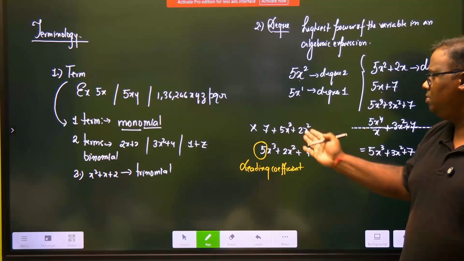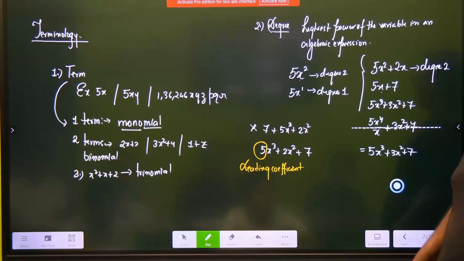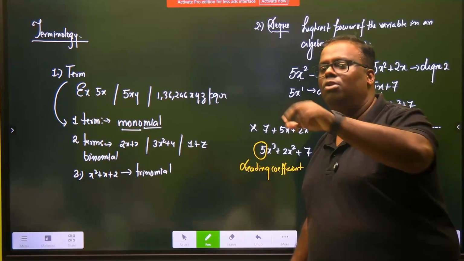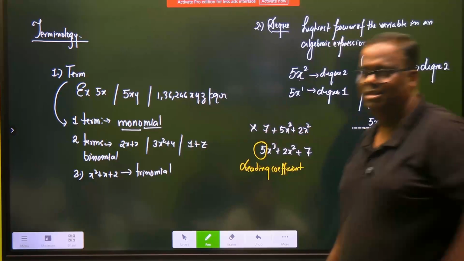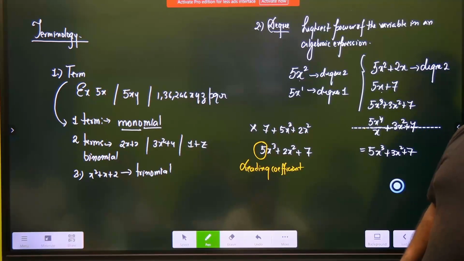Operators were the same plus-plus, he wrote. Operators don't matter here. The highest power should be written first, followed by the next highest power, followed by the next, followed by the next. And the one which is accompanying the highest power variable is known as the leading coefficient. Clear? कितना क्लियर हो गया?